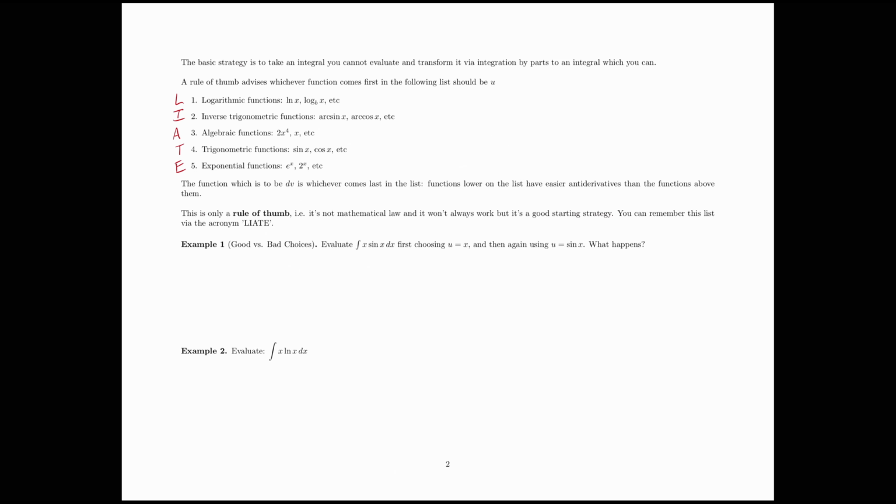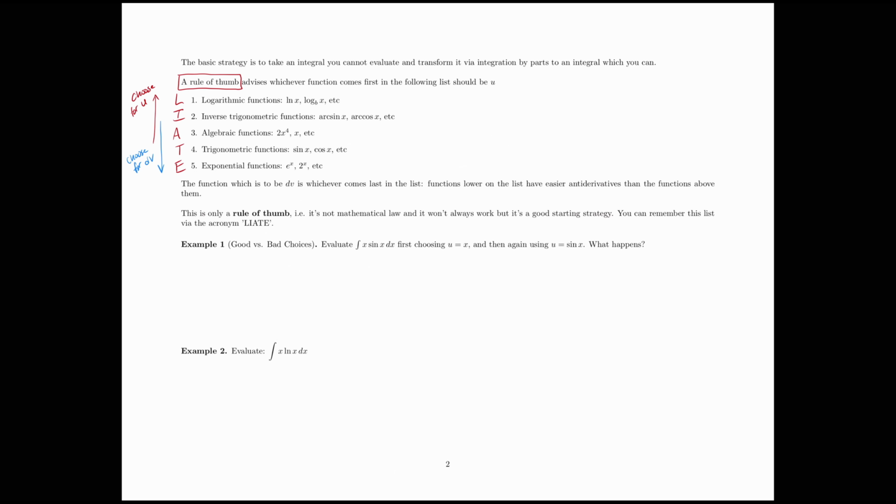This way to think about the functions that you have in your integral will be very useful for integration by parts. Functions that are towards the top of the list, so logarithmic, inverse trig, you should choose for u. Things that are lower in the list, however, you should choose for dv. Now this is a rule of thumb. So again, a rule of thumb basically means that this is a good way to think about things, but it's not necessarily 100% accurate 100% of the time. It's just a guiding principle.